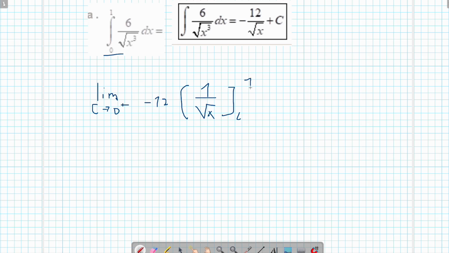Okay, now we have negative 12 into 1 over radical 1, which is 1, minus c, which is 0 plus, right? 1 over 0. 1 over radical 0. So 1 over 0 is infinity. So 1 minus infinity. So this will give you negative infinity, right? And then negative infinity times negative 12, which is going to give us positive infinity.